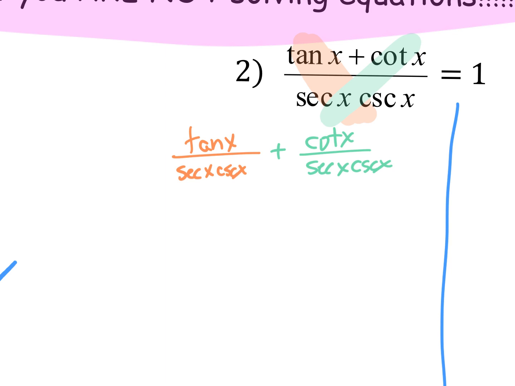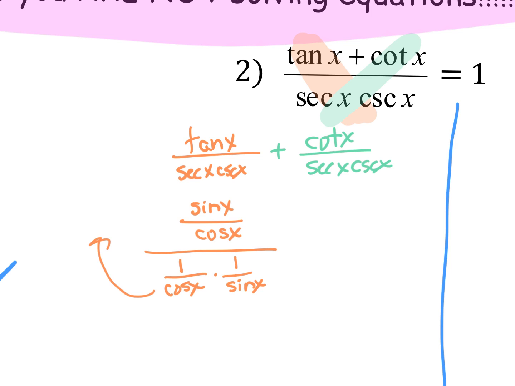So tangent x is sine x over cosine x, all over. And then secant x is 1 over what? Cosine x. Good. Times cosecant x is 1 over sine x. And we can do keep it, change it, flip it at this point, can't we? So if we keep change flip, then we're multiplying by cosine x sine x over 1.